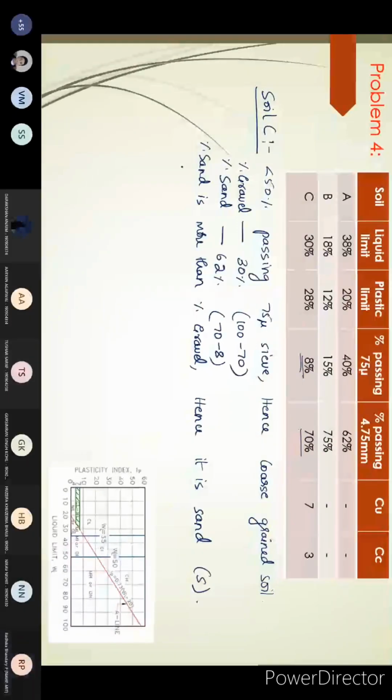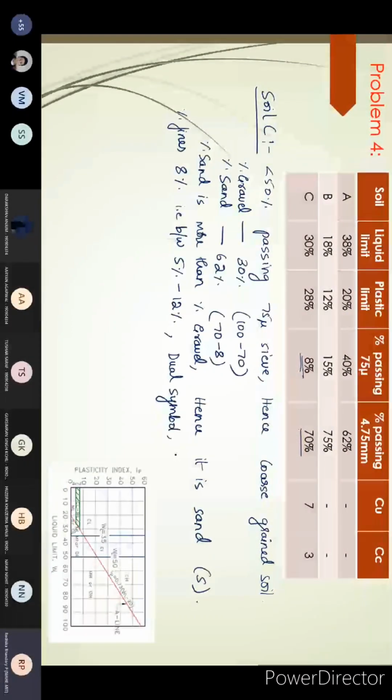The next step, percentage fines. It is 8% here. So that is between 5% and 12%. We will have dual symbol. So dual symbol means it can be SW-SM or SW-SC or SP-SM or SP-SC.